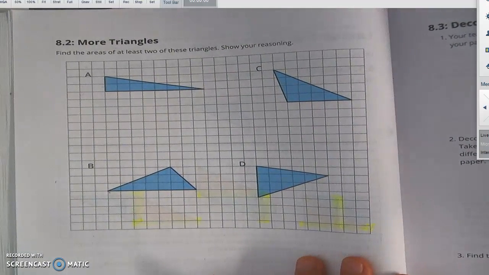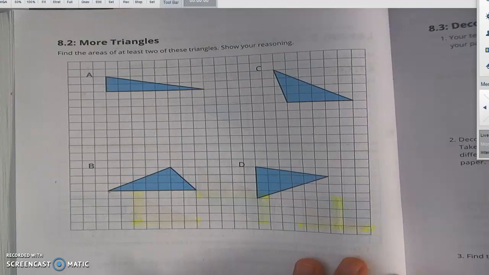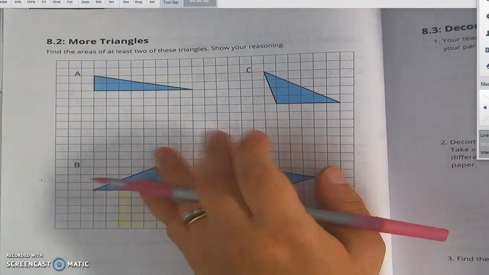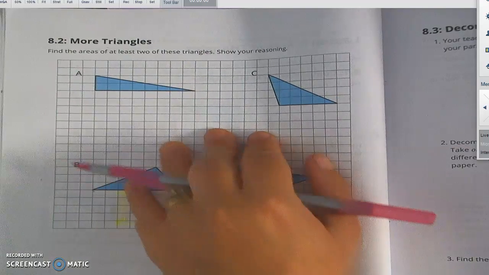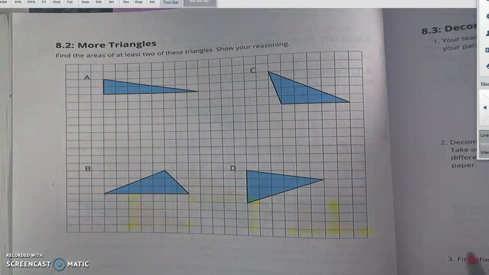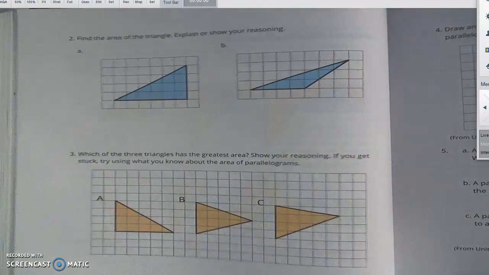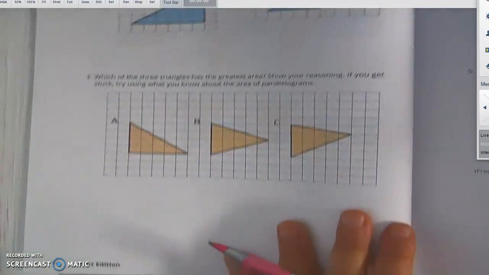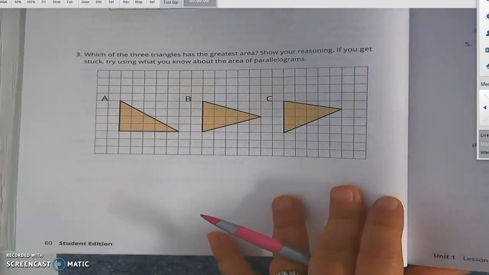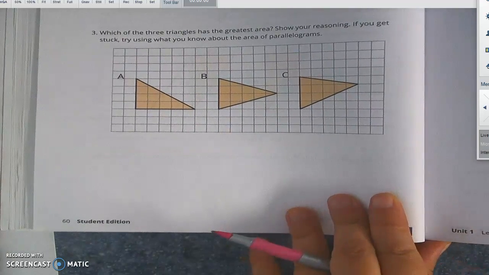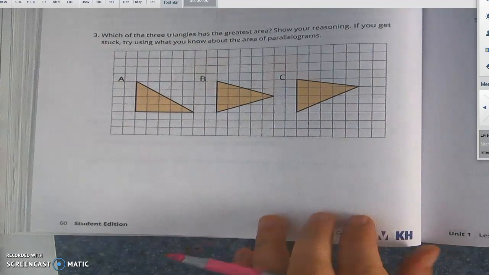So we're not going to do just 2 of these. We're going to find the area of all 4 of these. But I'm going to model it with a different page. So you stay on this page, and I'm going to flip forward for a moment. Okay, so I am going to model it here. And I'm going to ignore those directions because I just want to use these triangles.